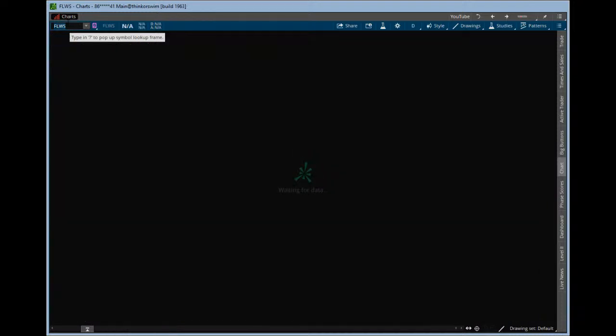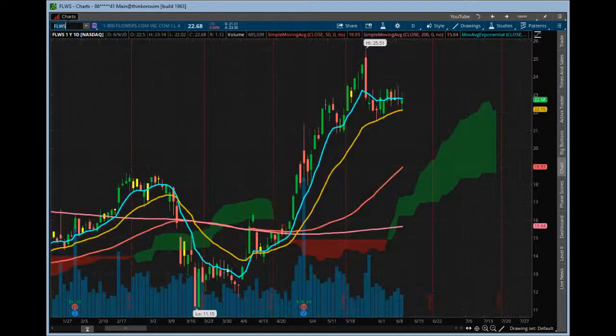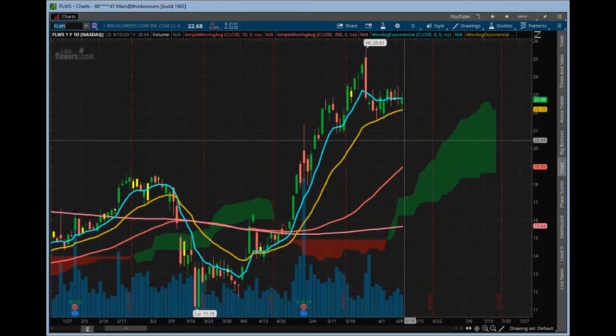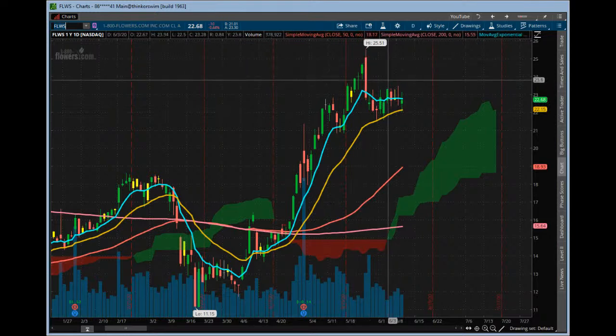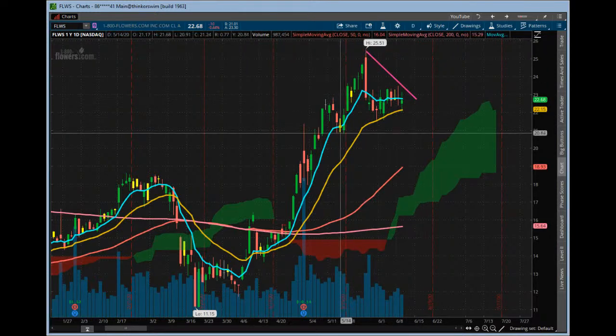I did like the recovery on Oxy today. That was looking pretty good. FLWS, doing okay here on flowers.com. So, Mother's Day recently, maybe had a run up there into Mother's Day, right, and then pulled back a little bit. So we'll see how that goes here. It's kind of triangulating a little bit, so see if it'll give you a breakout one way or the other.